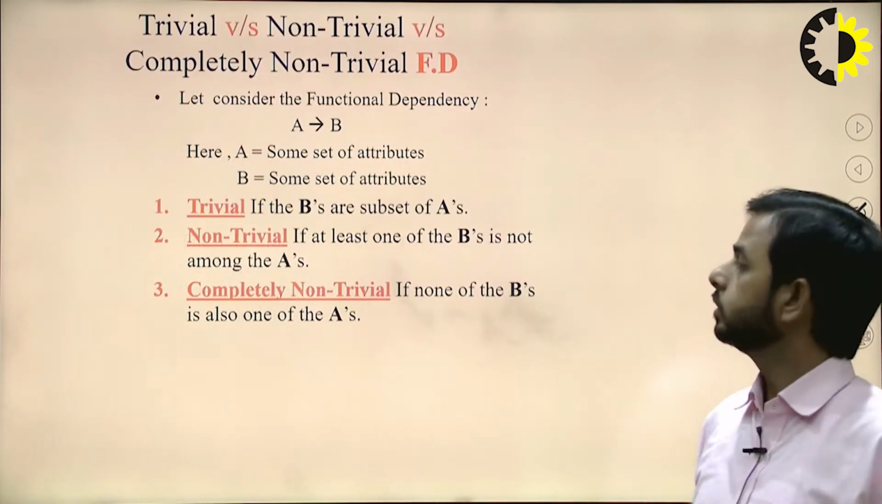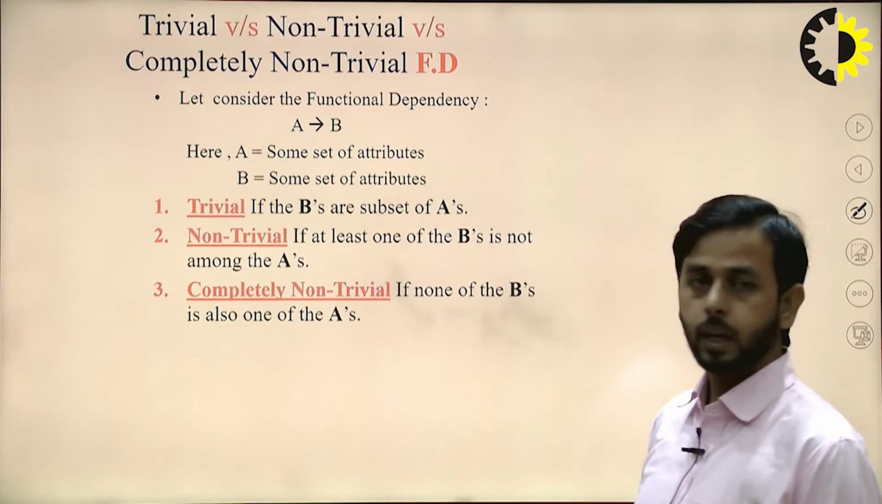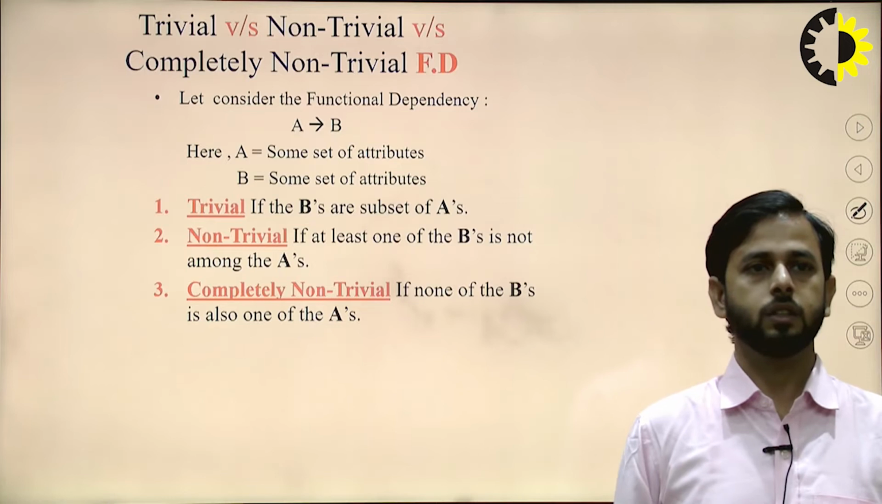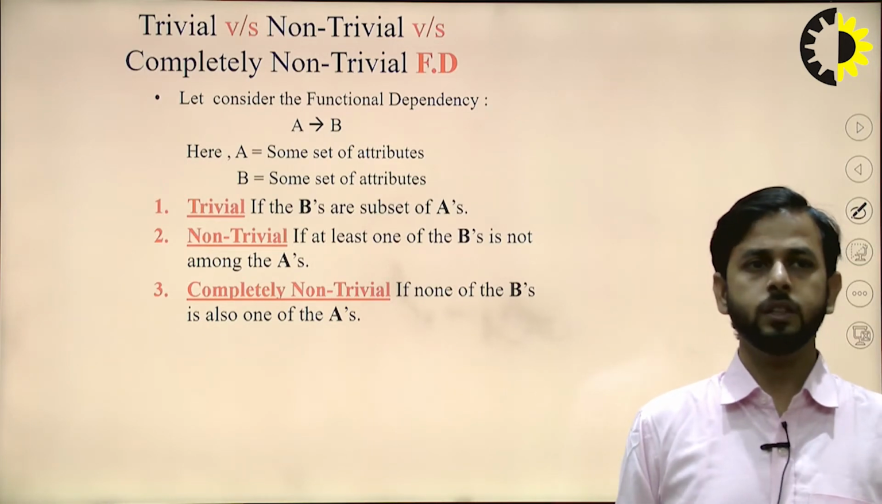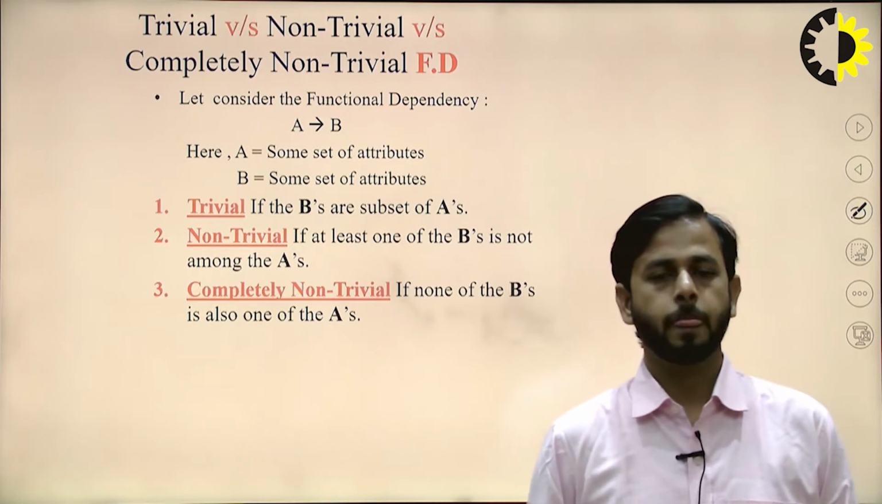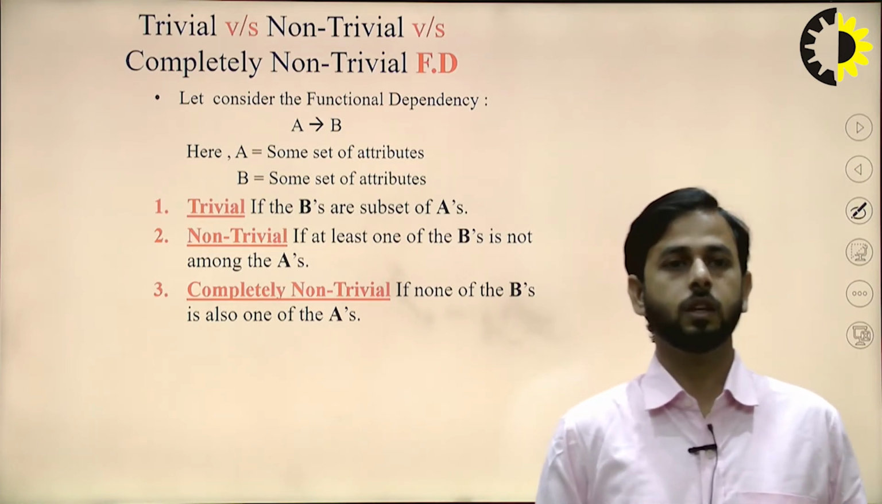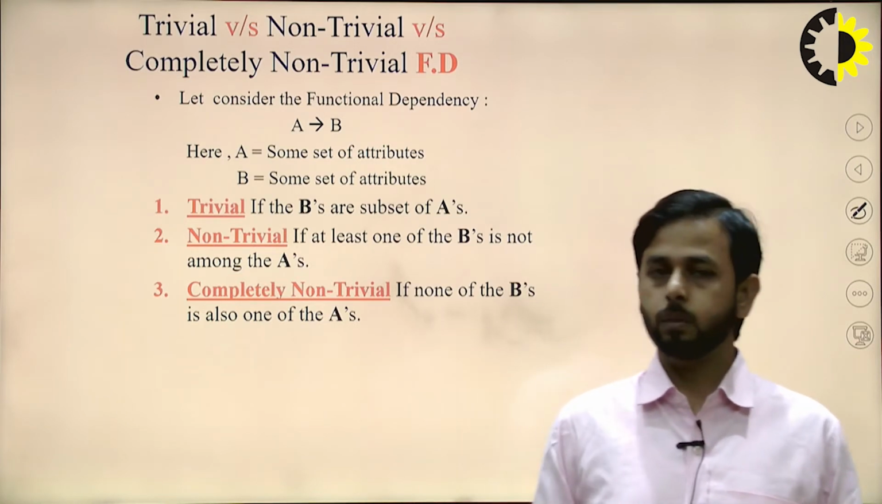Next, the types of functional dependency. At a broad level, functional dependencies are categorized into three main categories. One is trivial functional dependency, second is non-trivial functional dependency, third is completely non-trivial functional dependency. Let's see one by one.